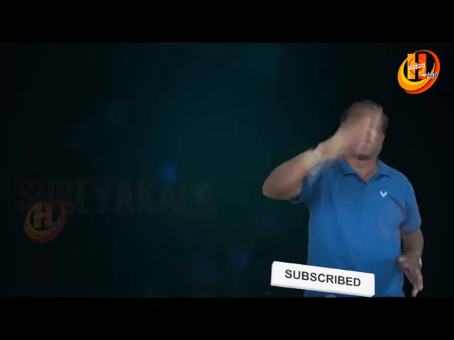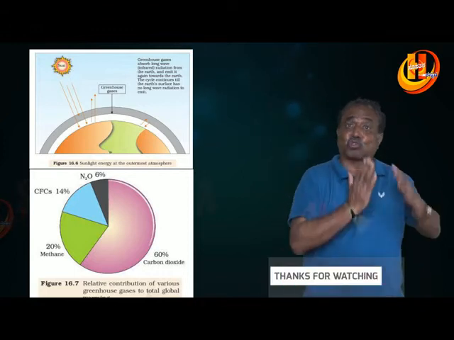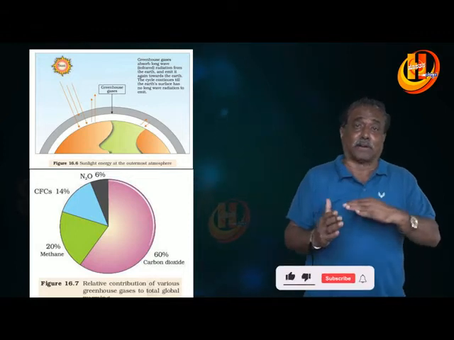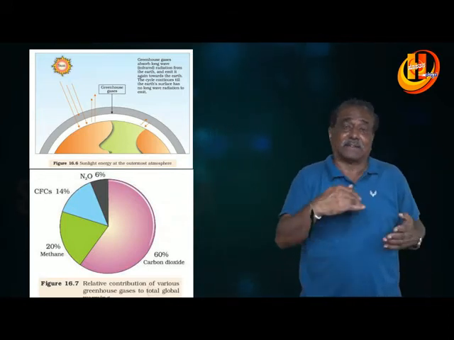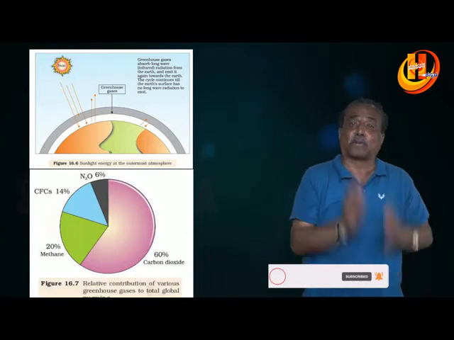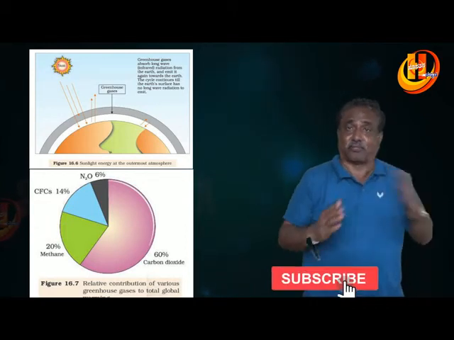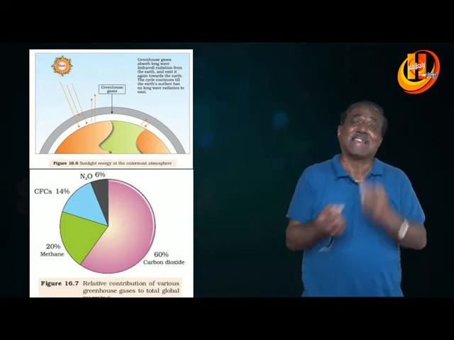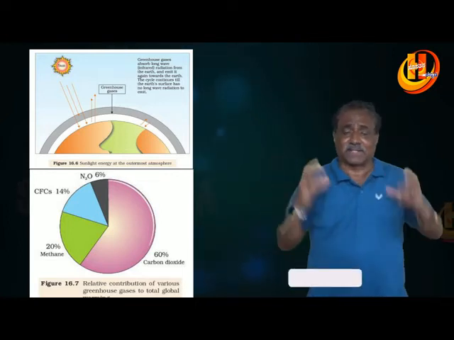The chief greenhouse gases: 60% contribution is from carbon dioxide, and next to this is 20% methane. This is also very important. Sometimes they will ask the chief greenhouse gas next to carbon dioxide, which is methane, 20%. Next to this are CFCs, chlorofluorocarbons, 14%, and 6% from the oxides of nitrogen. So 60% carbon dioxide, 20% methane, 14% CFCs, and 6% oxides of nitrogen.